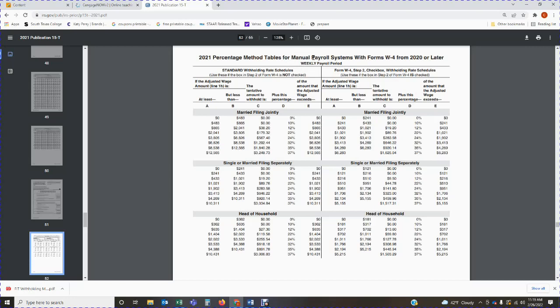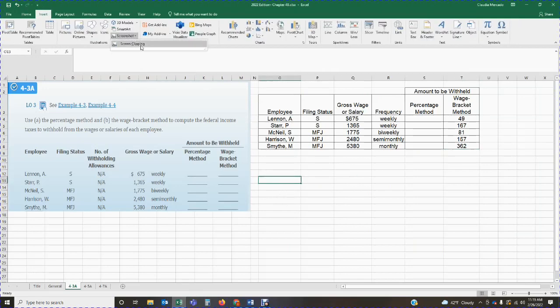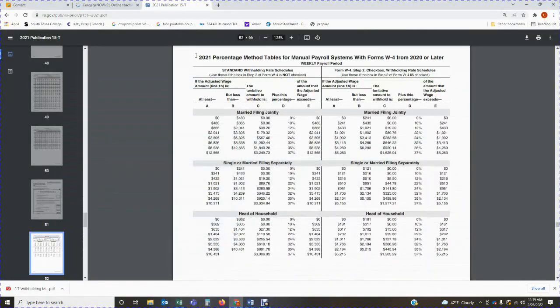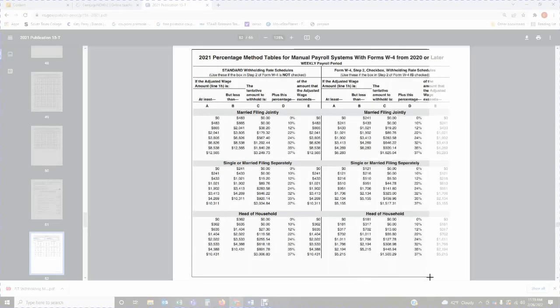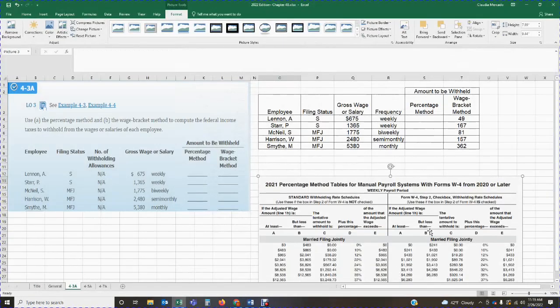Let me go ahead. What I am going to do is copy this into my Excel file. That way I can have the information here, and then I'll just be deleting them and bringing them in. That way I don't have to go back and forth. That's just what I'm going to be doing. There we go. So that way we have our tables here.